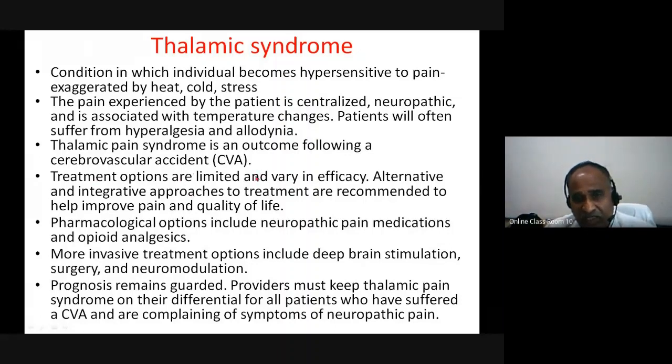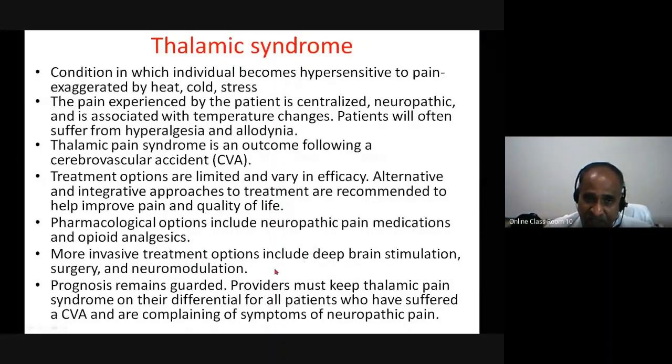Treatment options are very limited. Alternative and integrative approaches to treatment are recommended to help improve the pain and quality of life. Usually the pharmacological options include neuropathic pain medications and opioid analgesics. That means opiates, the morphine-like drugs, are given, and other pain medications which prevent the neuropathy. Then more invasive treatment includes deep brain stimulation. That means you introduce electrodes and stimulate these areas, or do surgery, that is ablation, or do neuromodulation. All these things are more invasive.